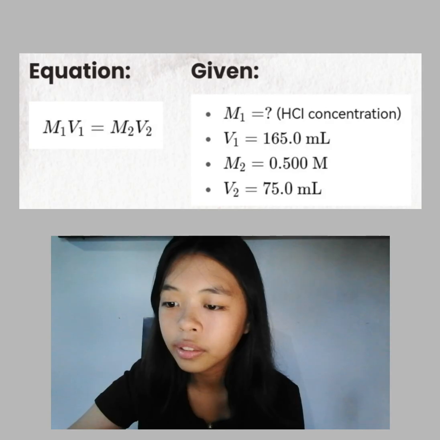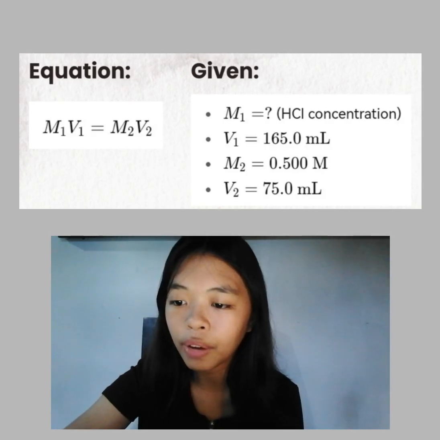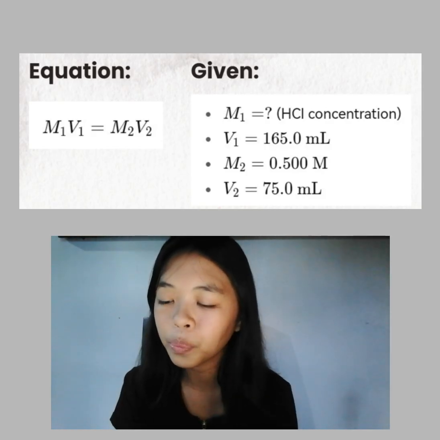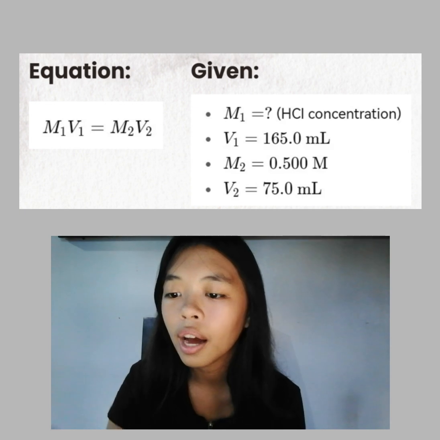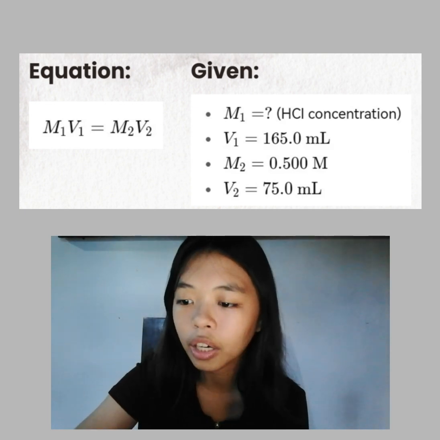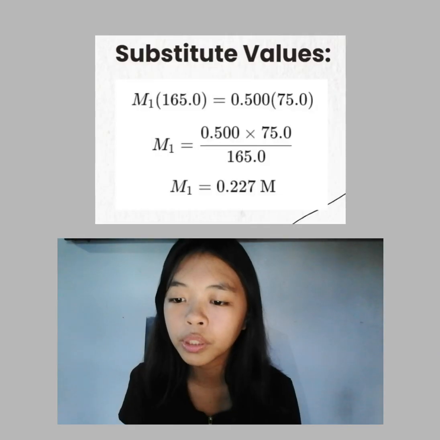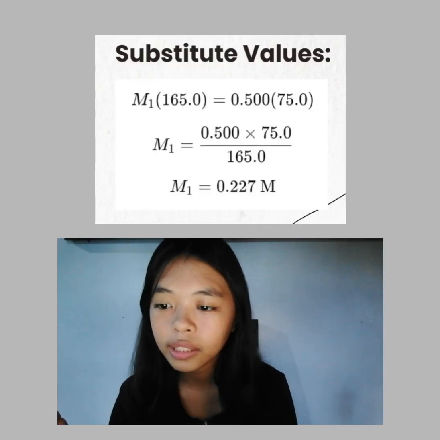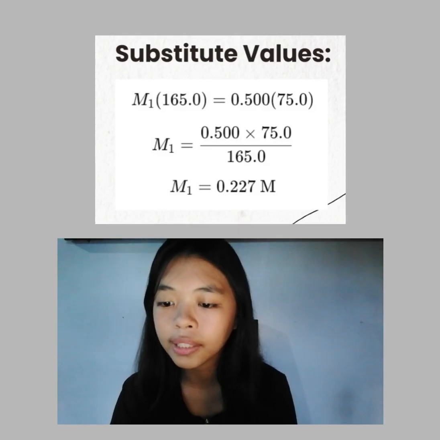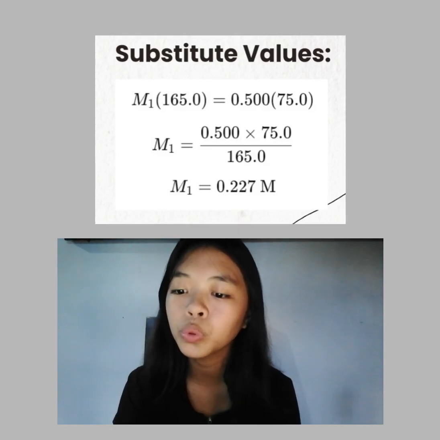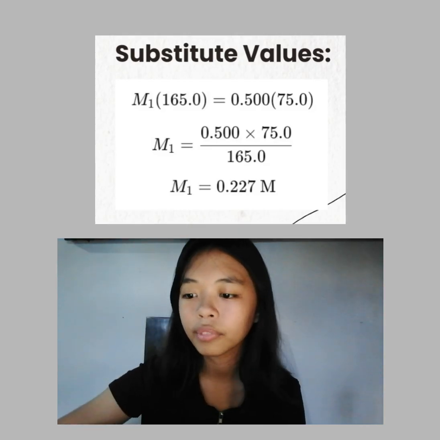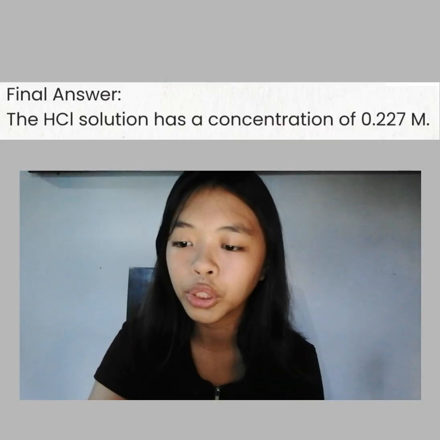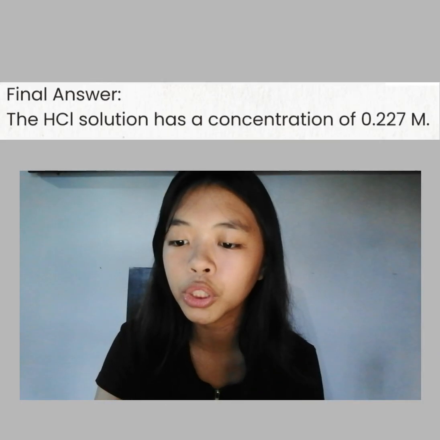So as you can see, we have substituted the values. After we have found the given, we are looking again for the hydrochloric acid concentration. Now, after we substitute the values, we just multiply and we isolate M1, which gives us 0.227 molar. So the final answer is the hydrochloric acid solution has a concentration of 0.227 molar.